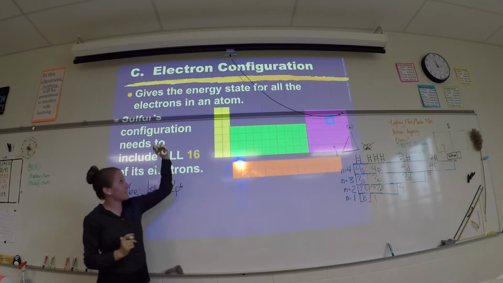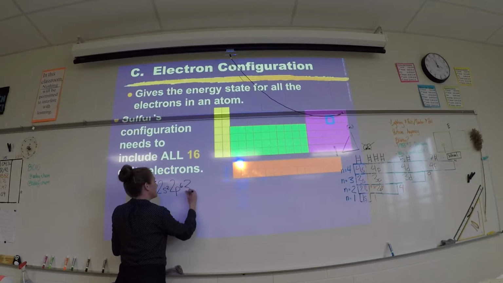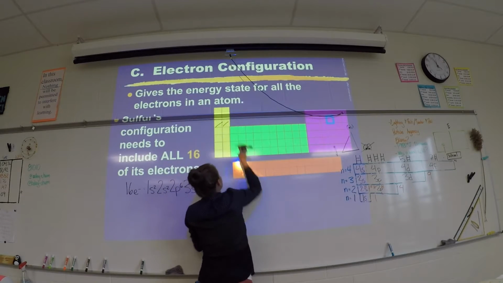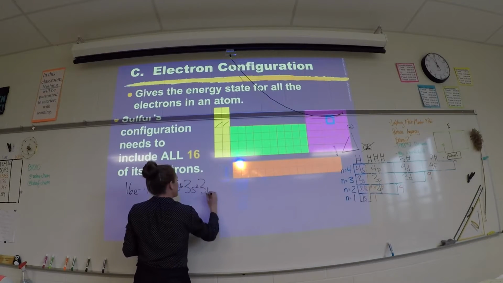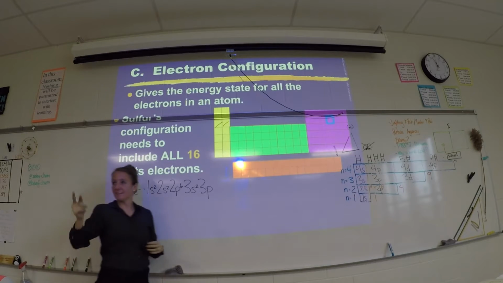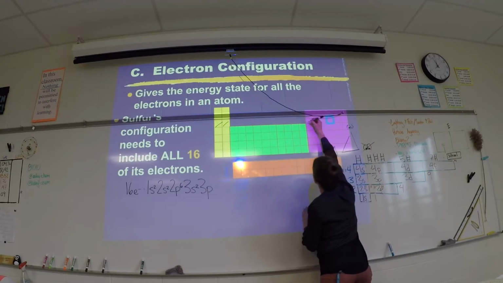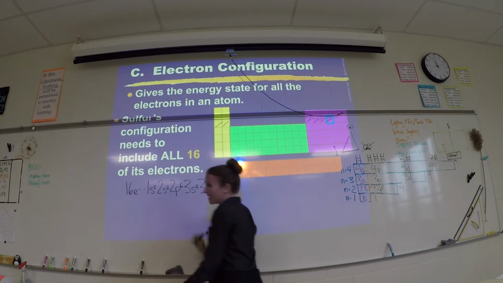All right, go down to the next row. What's this right here? 3s. Now we're to 3s. And there's 2. So we've taken care of these 2. Now we're to 3p. And how many am I going to put in that one? 4. Why just 4, Jacob? Yeah, because sulfur could hold 6, but sulfur is 1, 2, 3, 4. And now we're done.